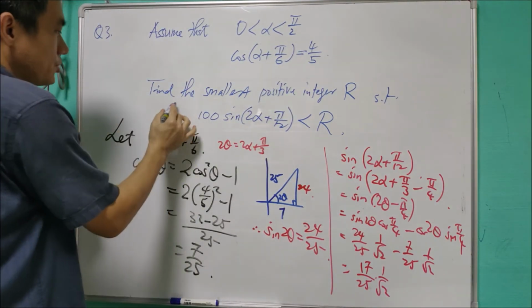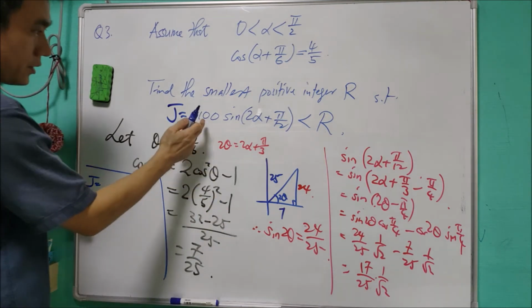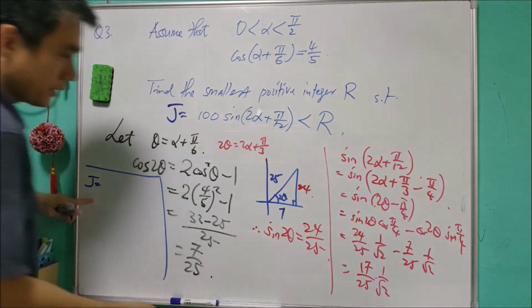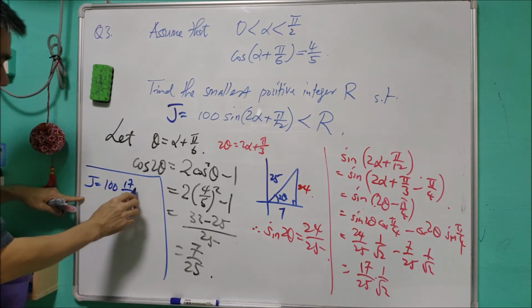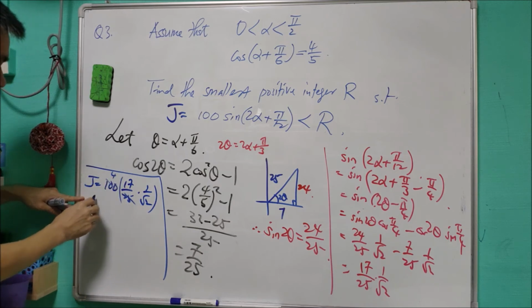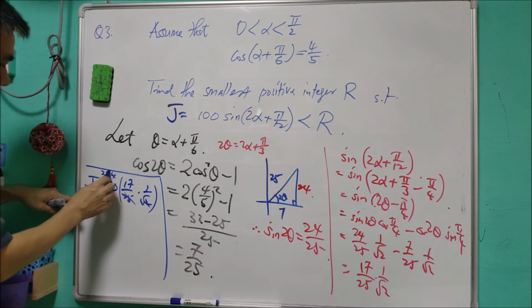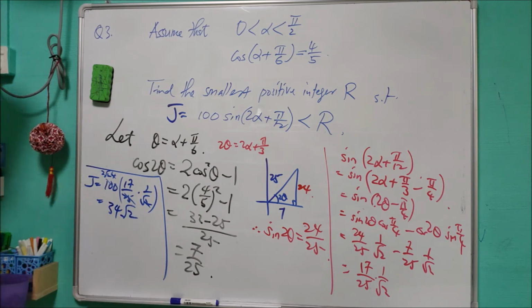Let's call this j. So j is actually equal to 100 times this number. 100 times 17 over 25, 1 over root 2. Cancel off, this is 4. Cancel off, you have 2 square root 2. So this is equal to 34 square root 2.